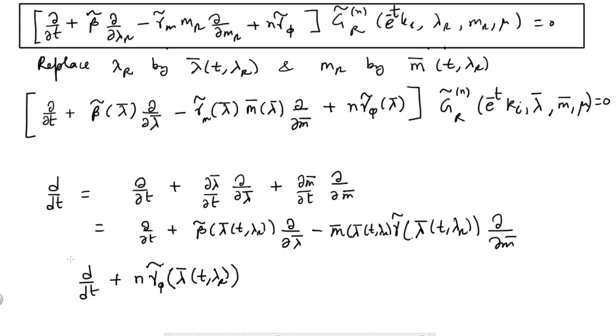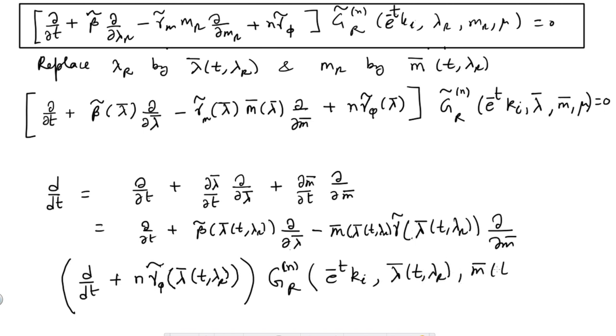Okay, this is the operator that acts on the renormalized Green's function, the endpoint renormalized Green's function. And the arguments are e to the minus t k_i, lambda bar of t lambda_r, and m bar of t lambda_r, mu. So remember, we have chosen mu to be fixed, and that given that fixed mu, lambda_r is a fixed object.